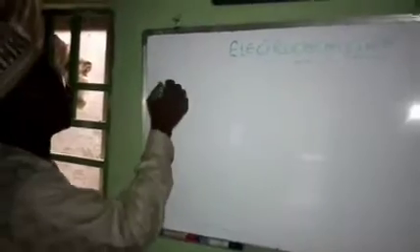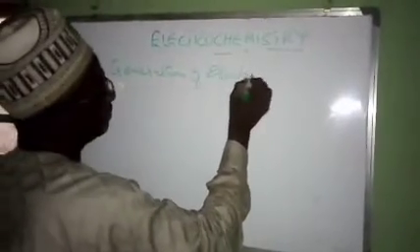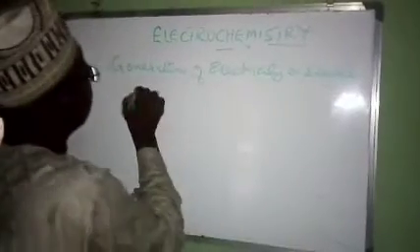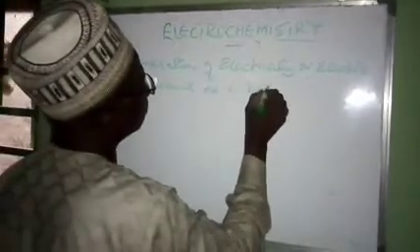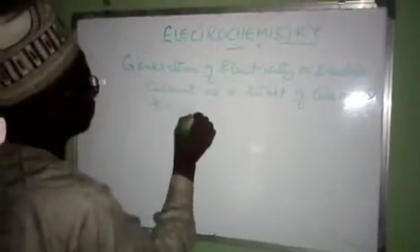What we are going to do is, what is electrolysis? Electrolysis is simply the generation of electricity or electric current as a result of chemical reactions. That is generation of electricity or electric current as a result of a chemical reaction.